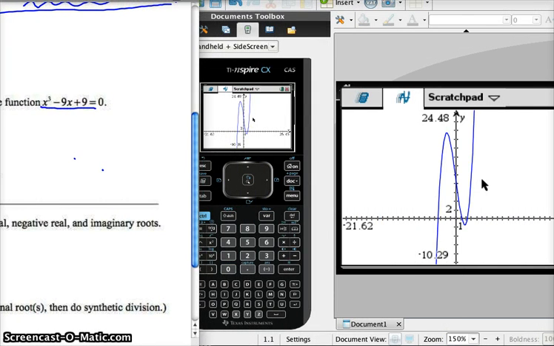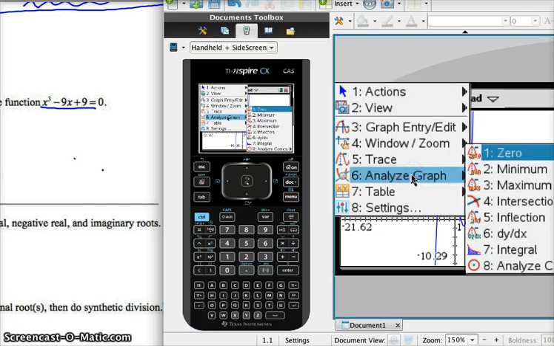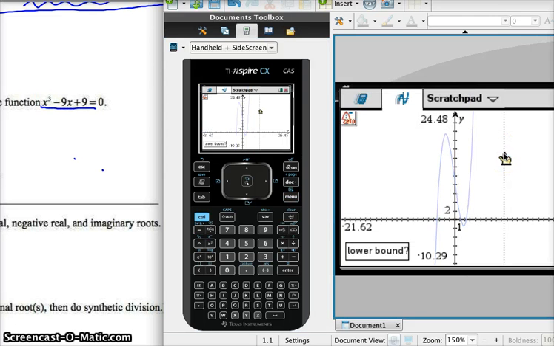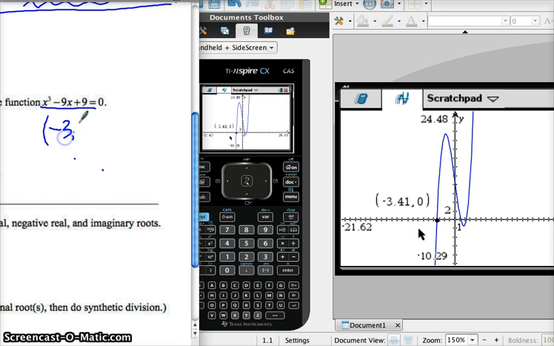So go back over here to your calculator. So how are we going to approximate our zeros? We're going to go to our menu, and we're going to go to Analyze Graph, and we're going to calculate our zeros. Remember, your lower bound is going to be to the left of the 0, upper bound to the right of the 0. So right here is one of my zeros. -3.41, 0. So that's 1.